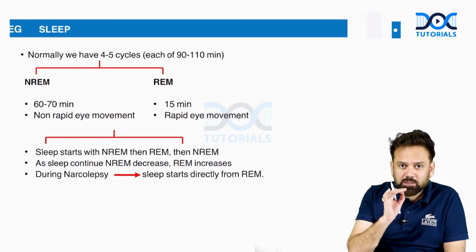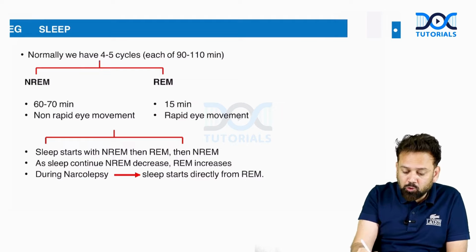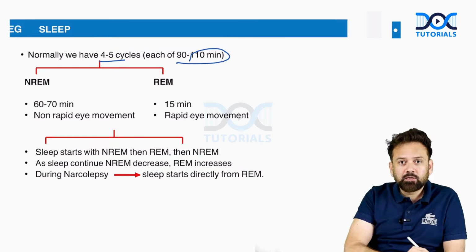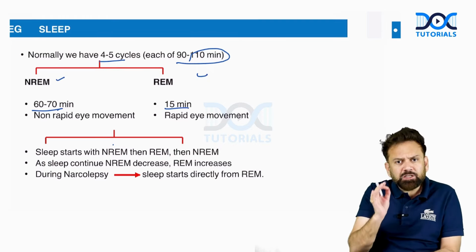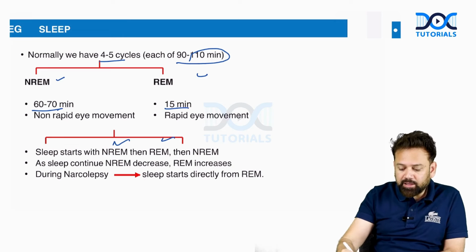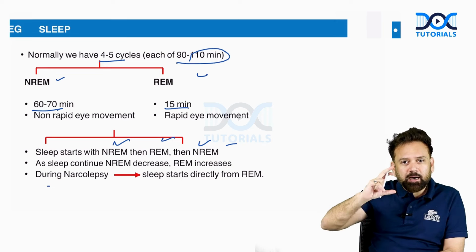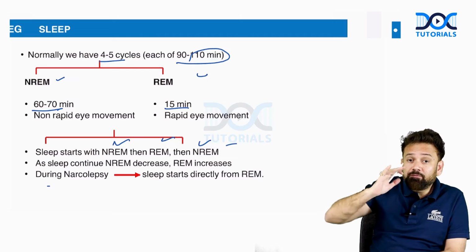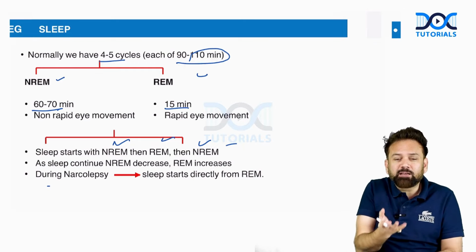Now, sleep is divided into two categories, non-rapid eye and rapid eye. There are 4 to 5 cycles, each of 90 to 110 minutes. NREM is usually 60 to 70, REM is usually 15 to 20. Whenever we start sleeping, it always starts from NREM, goes to REM, then NREM, then REM. But as sleep continues, NREM will keep on decreasing, REM will keep on increasing. So when we wake up late in the morning, most of the sleep will be REM.